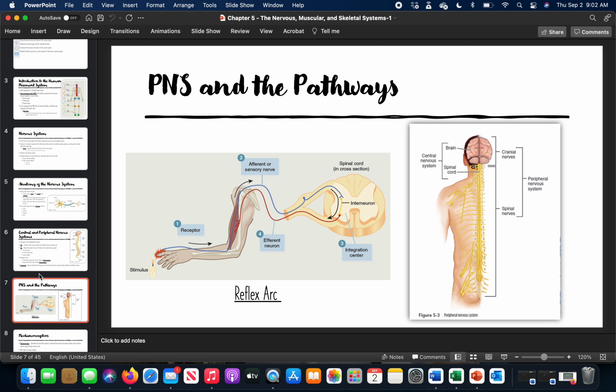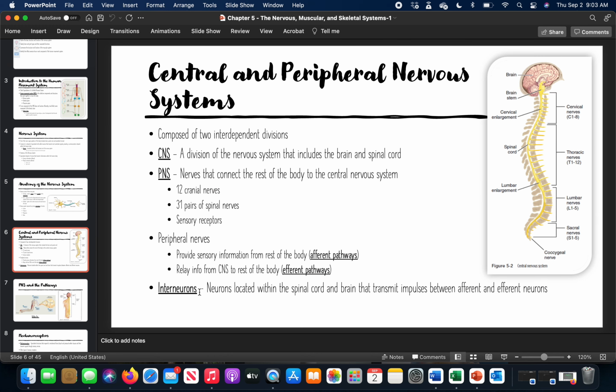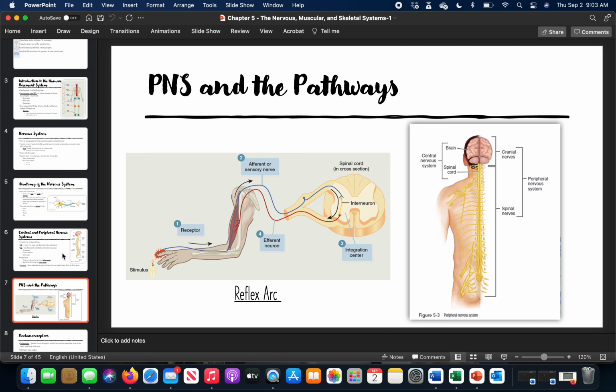Okay, so that's basically how you break down that whole process, afferent, efferent, and that's what we would call the reflex arc. And that's that whole process that we were talking about right down here on the bottom with the peripheral nerves and the interneurons, and how they work all together to provide a reflex to move in the proper manner.